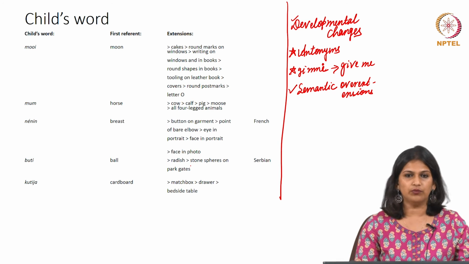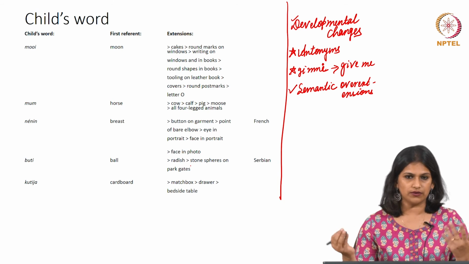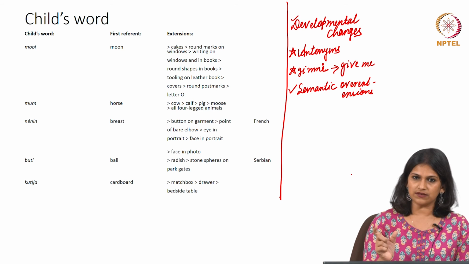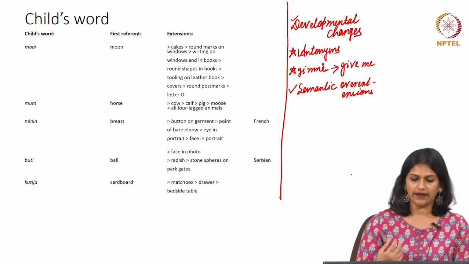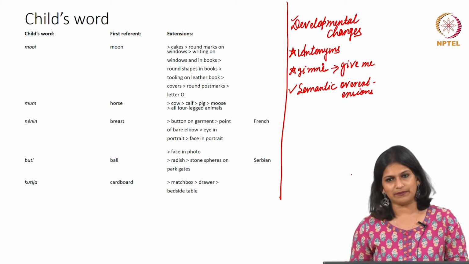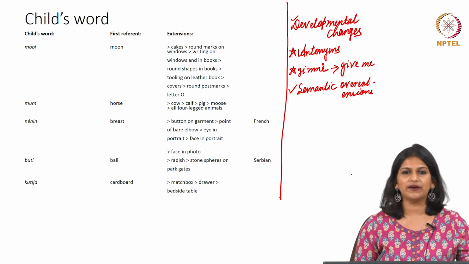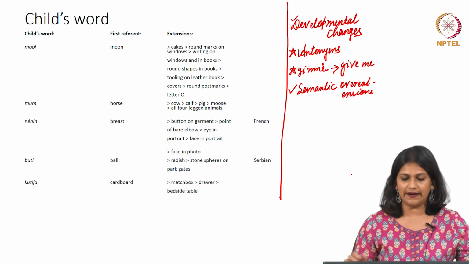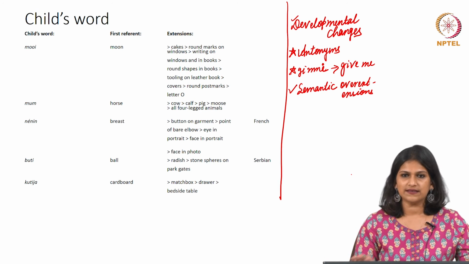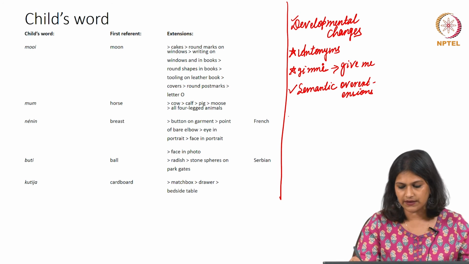Similar is the case with cardboard. Cardboard in Serbian is kutiya or kutiza, I do not know how they pronounce it, but for a Serbian child it could be a matchbox, it can be extended to a drawer, and it can also be a bedside table. So if there is a bedside table, they can consider it as a cardboard. So these are the semantic overextensions that a lot of children make. However, one thing to notice here is that such extensions are not random. This is what you please remember.